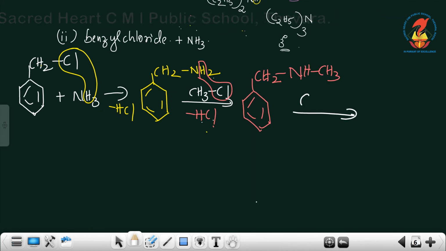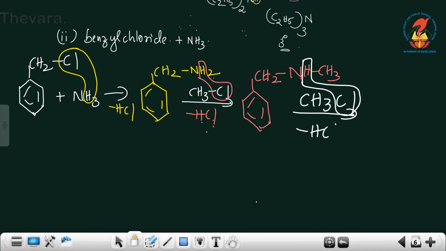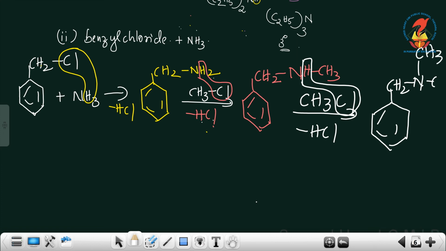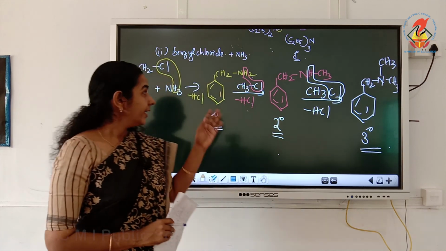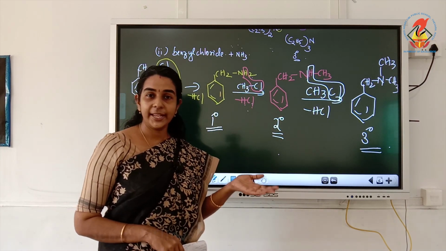Now it has to react with one more molecule of CH3Cl. So one more HCl will be eliminated. So always take hydrogen from nitrogen only. So minus HCl. The final product is benzene ring, CH2, and now we have only one nitrogen there, surrounded by 2 methyl groups, which is a tertiary amine. And this is a secondary amine. And this is a primary amine. So these are the examples of ammonolysis reaction taking place in alkyl halides.